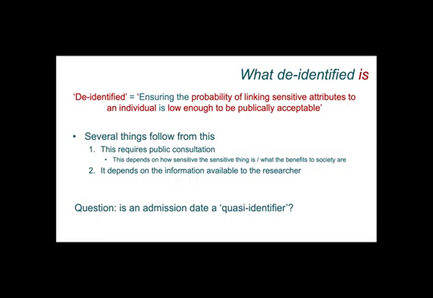Now, some very important things flow from this. First of all, it requires a certain amount of public consultation. But in fact, the public, when they have things explained to them, are generally happy. But it also depends, and this is very important to understand, the probability of re-identification depends on the information that the researcher has available to them. So let's think, for example, about whether or not an admission date is a quasi-identifier. Lots of people are admitted to hospital every day, so you would think that hardly identifies anybody. Lots of people are, and they're admitted with all sorts of different conditions.